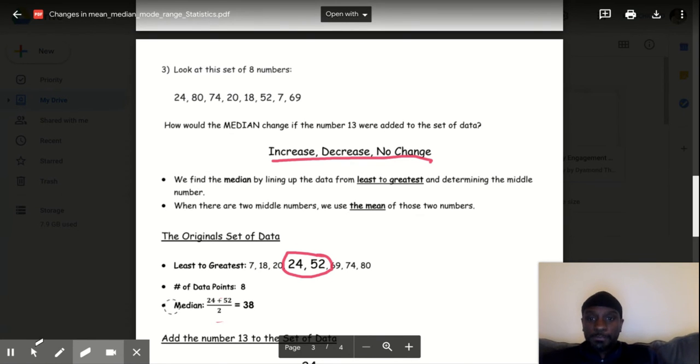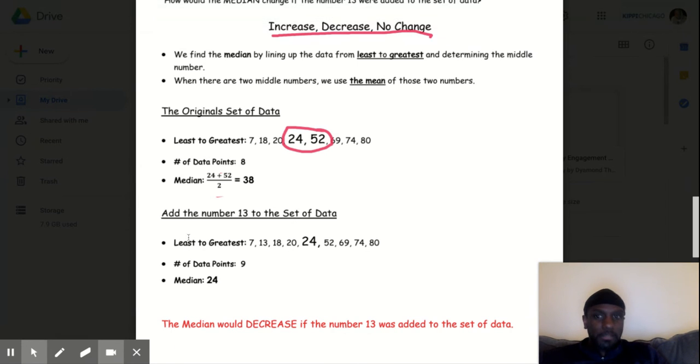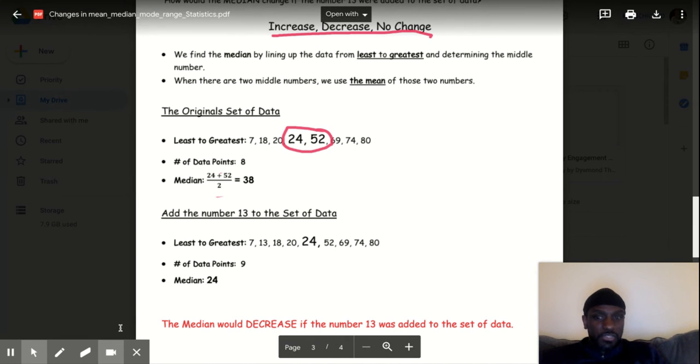So, here we go. Scroll down. Add the number 13 to the set of data. Put it in order from least to greatest. Now, I don't have 2 middle numbers. 1, 2, 3, 4 over here. I got 1, 2, 3, 4 over here. I got 1, 2, 3, 4 over there. Therefore, my median, my middle number has to be right there.